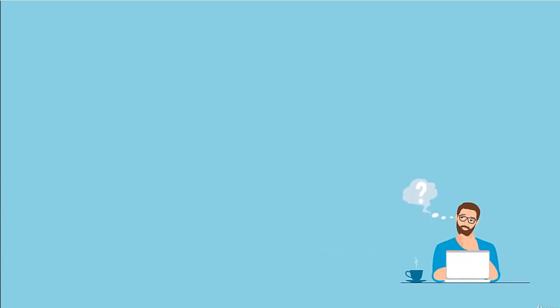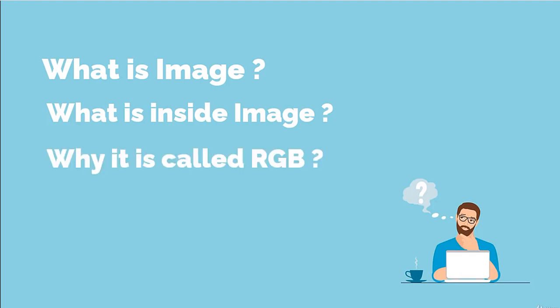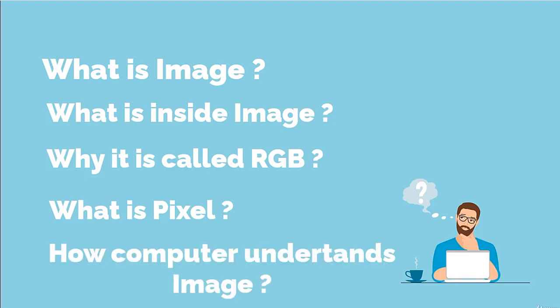When I was learning data science, I always wondered what an image is and what is inside the image. Is it in a binary form or any kind of values, and what does it actually represent? And also why is this image called RGB, how is the pixel created and how are they arranged? I also wondered how a computer sees an image and how a computer can understand just like a human.